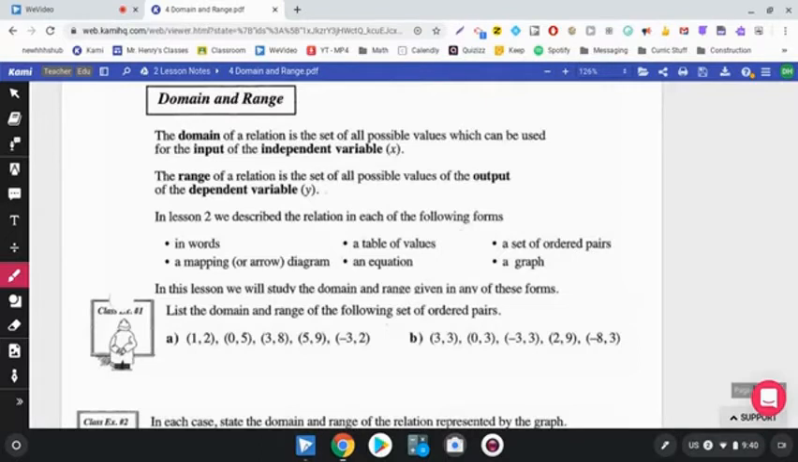We are going to be learning how to talk about domain and range based on every type of relation we know. We know words, table of values, ordered pairs, mapping, equation, and graph.